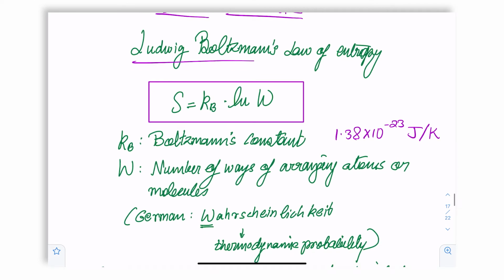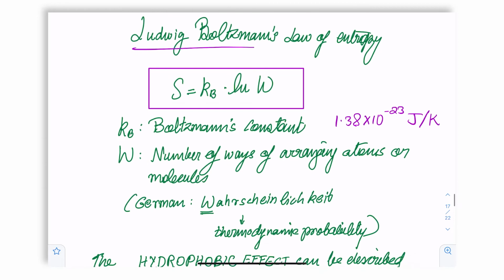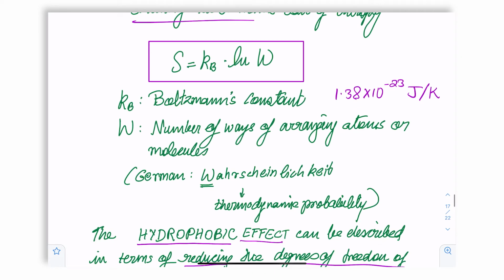He's buried in the Vienna cemetery. W stands for Wahrscheinlichkeit, which is nothing but probability, with the colloquial meaning of thermodynamic probability.